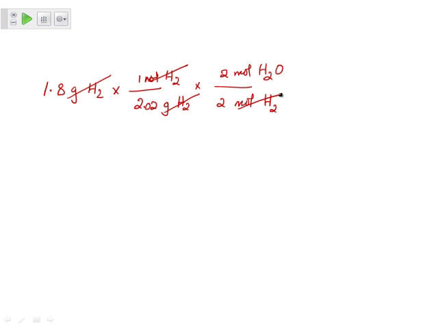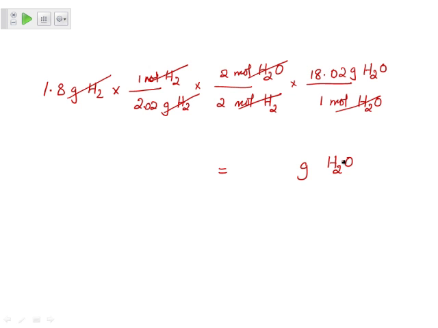So moles of H2 goes away. We need the mass of water. So we need to convert the moles of water to mass using molar mass. That's our last step. What is the molar mass of water? 1 oxygen and 2 hydrogens. 18.02 grams of H2O in 1 mole of H2O. So moles and moles will go away and you will have your answer in grams of H2O.